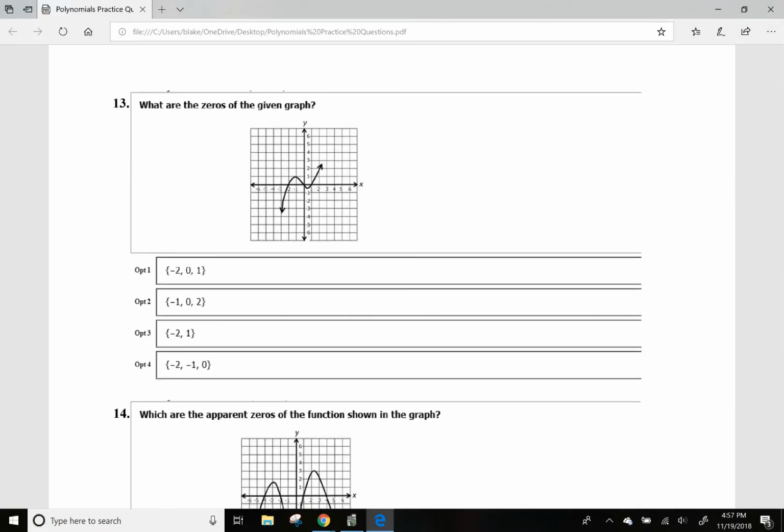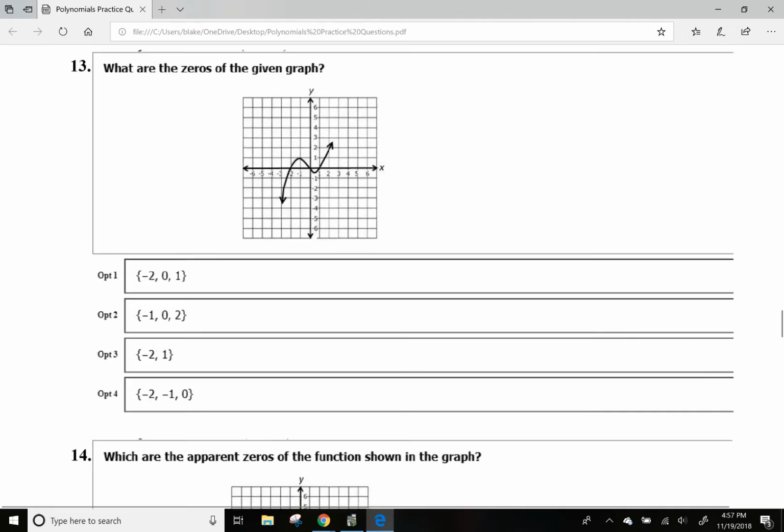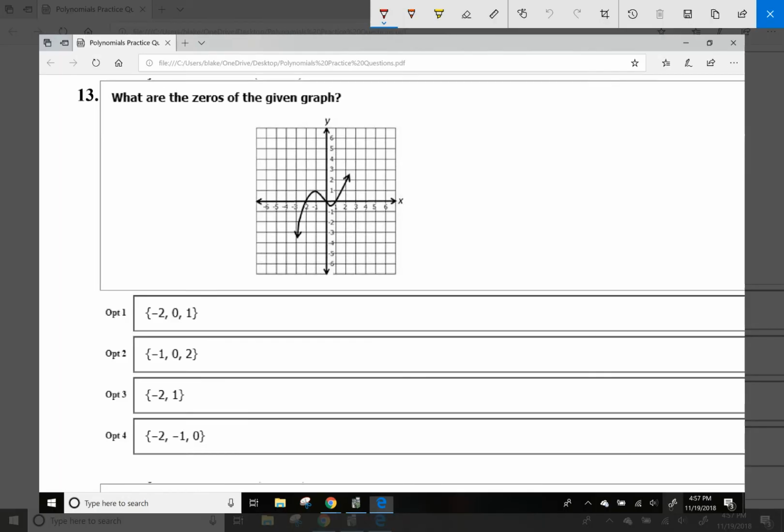What are the zeros of the given graph? So again, all you're looking at is the x-axis. Let me zoom in a little bit. Where the graph crosses the x-axis. So the graph here crosses the x-axis there, there, and there, 3 times. So those three x-intercepts are your solution. So pick the answer that matches with those 3.